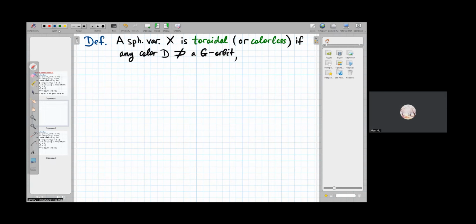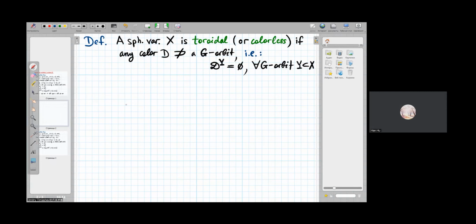In other words, you may reformulate it differently. In other words, for any G orbit Y in X, the set of colors containing Y, which we denoted like this, D over Y, is empty. So these are toroidal varieties.